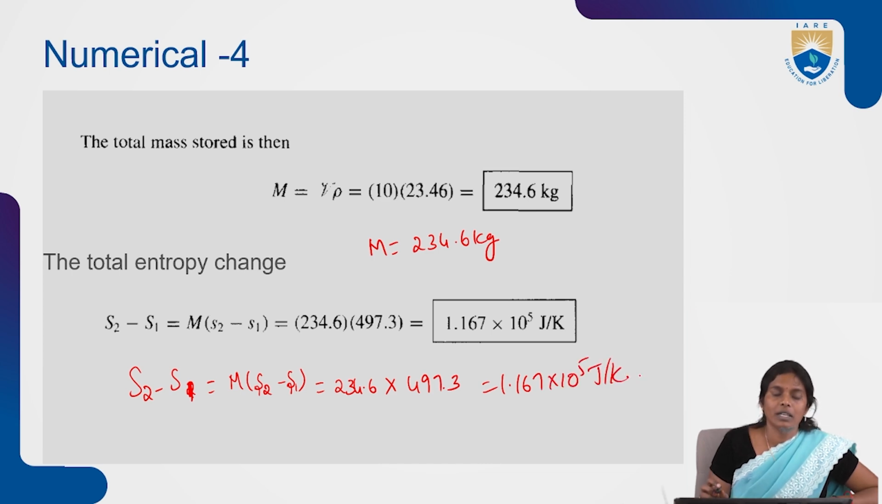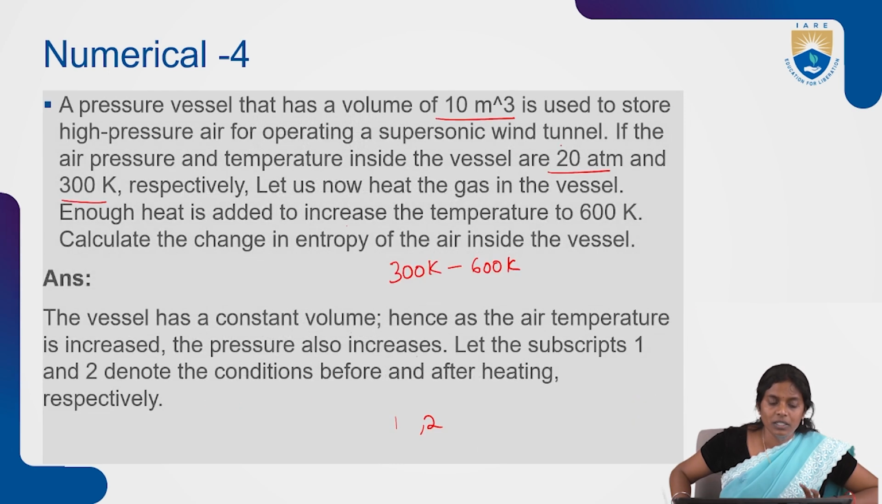497.6. Okay, so this is the same problem where we have a pressure vessel with a volume of 10 meter cube. It has been stored for operating the supersonic wind tunnel. Air pressure they have given is 20 atmosphere, temperature 300 Kelvin. But we are heating the gas vessel such that the 300 Kelvin has been increased to 600 Kelvin. Now we have to find out the change in entropy inside the vessel.